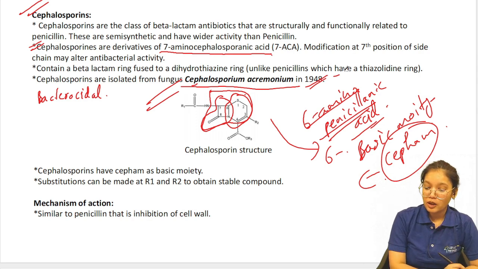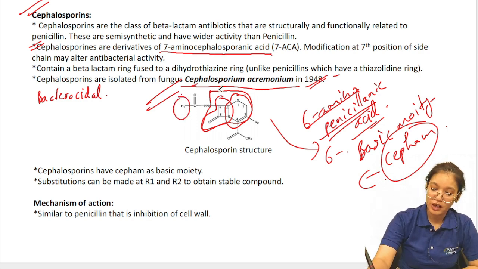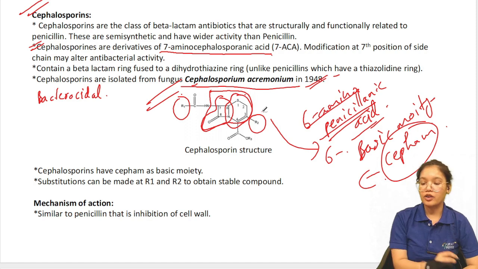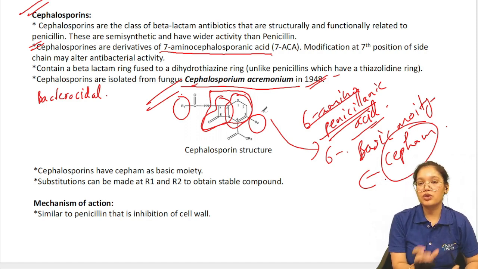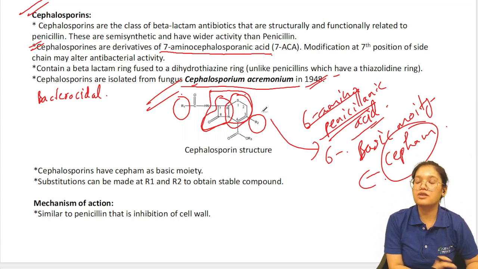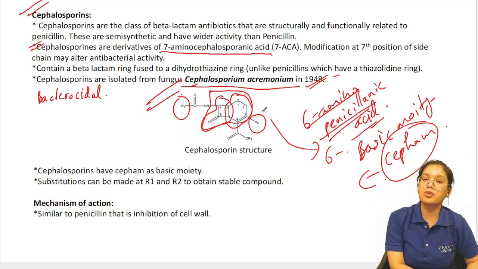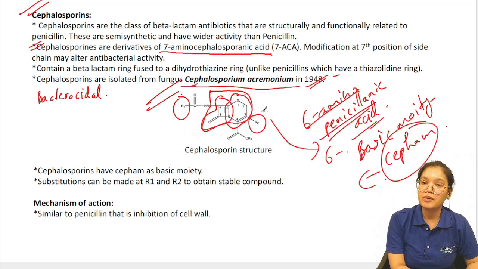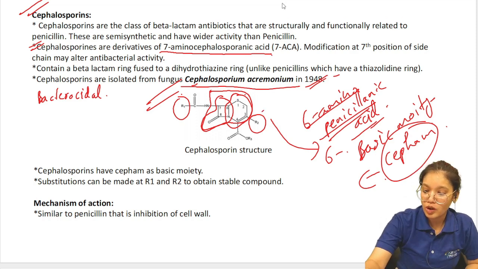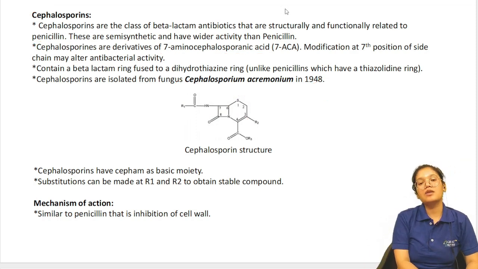Now in the structure of the cephalosporin, whenever we make any changes at the R1 and R2 positions, or modify the substituents at these positions, we get different cephalosporin derivatives which have different antibacterial properties. Now moving forward towards the mechanism of cephalosporin.